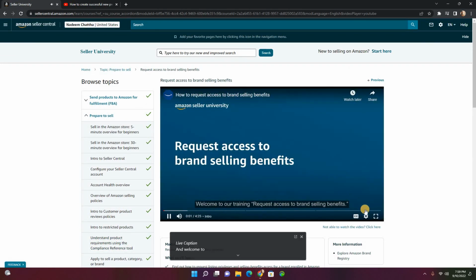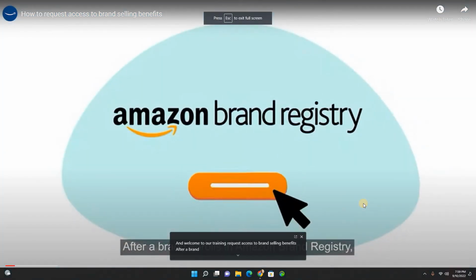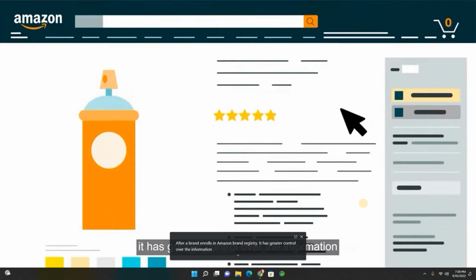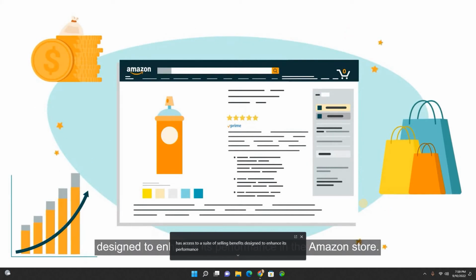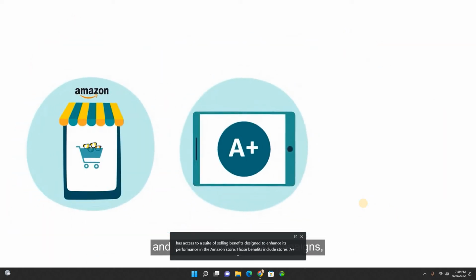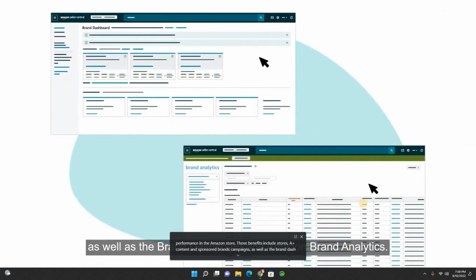Welcome to our training, Request Access to Brand Selling Benefits. After a brand enrolls in Amazon Brand Registry, it has greater control over the information that appears on its product detail pages. It also has access to a suite of selling benefits designed to enhance its performance in the Amazon store. Those benefits include stores, A+ content, and sponsored brands campaigns, as well as the brand dashboard and Amazon Brand Analytics.